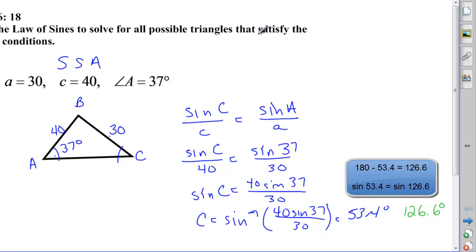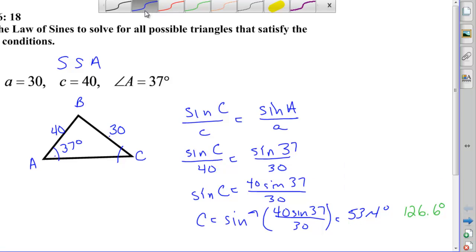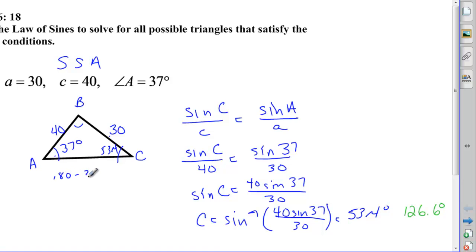Well, if that's the case, let's do the blue triangle first. If this angle is 53.4, how would we figure out this angle? Well, we would do 180 minus 37 minus 53.4, and you get 89.6. So if this is angle C, angle B is 89.6.